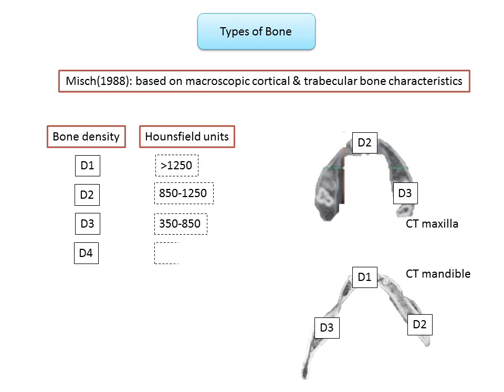And D4 bone density corresponds to 150 to 350 Hounsfield units, seen in the posterior maxilla. And also there is D5 corresponding to less than 150 Hounsfield units, which we already mentioned is seen in immature bone in a developing sinus graft.